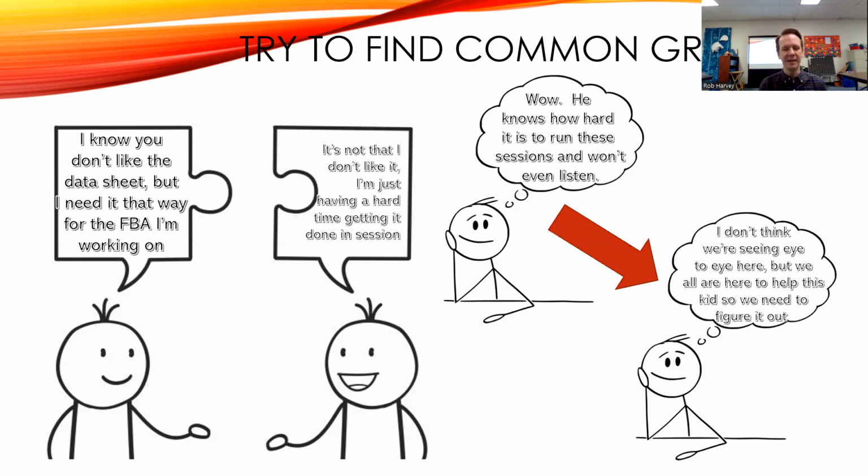But if it's just like, I know it seems ridiculous, but I need this data, you can clarify: look, it's not that I don't like it. There should be very little emotion about data, but I'm having a hard time completing it. I'm having a hard time doing it accurately, right? So shifting that mindset from that immediate dismissal to a solutions-focused approach. Hopefully that makes sense. So trying to find that common ground.